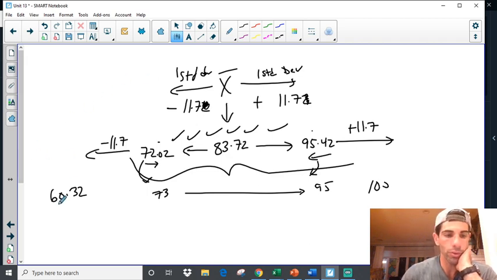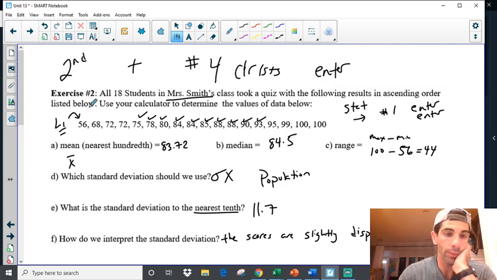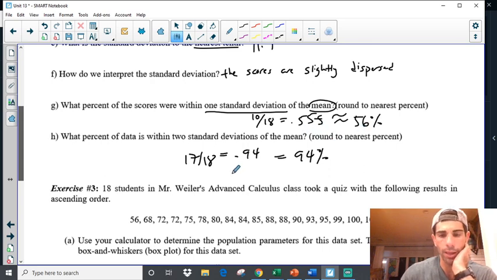So how many scores are between 60.32 and 100? Well, that's pretty much all of them, right? It's just one of them that's not there. So for this one, it's 17 out of 18. It's like 0.94 something. So 94%, because remember, we're multiplying that decimal by 100. All right, so there you go.